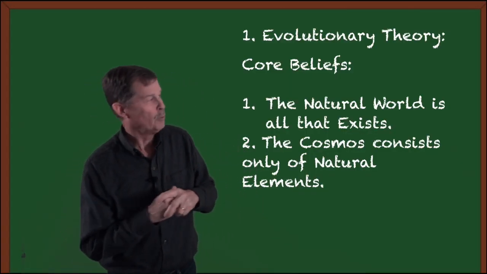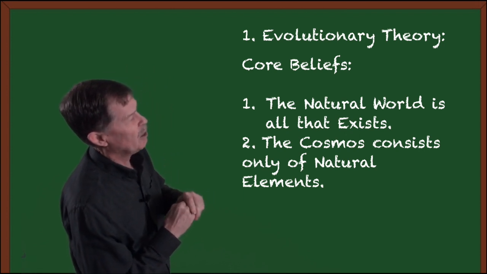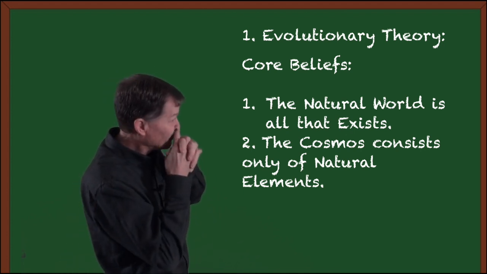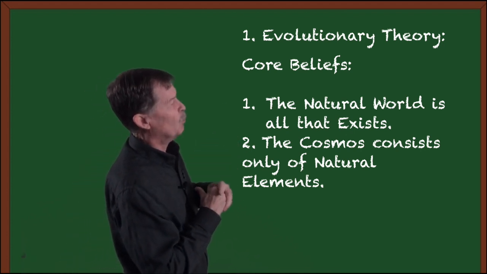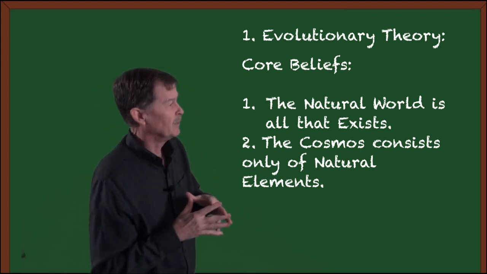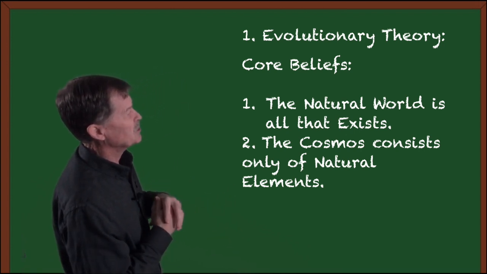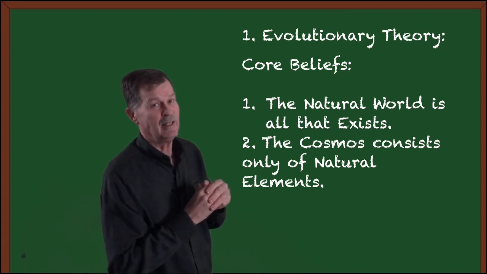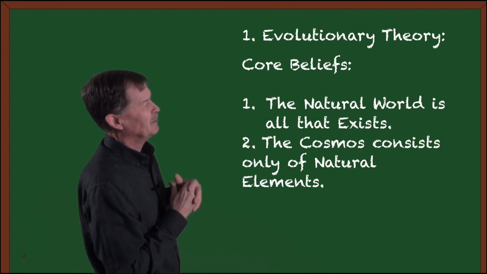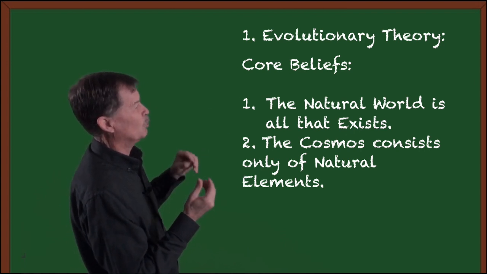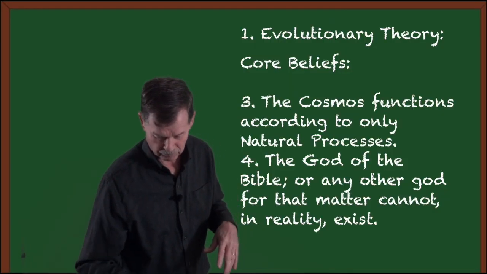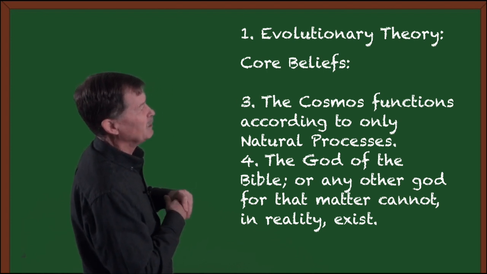The evolutionary core beliefs, and this is what we've gone over before in a Western science house. Core belief number one is that the natural world is all that exists, and that is their core assumption. Number two, the cosmos consists only of natural elements. That is a corollary: if the natural world is all that exists, then the cosmos consists only of natural elements.